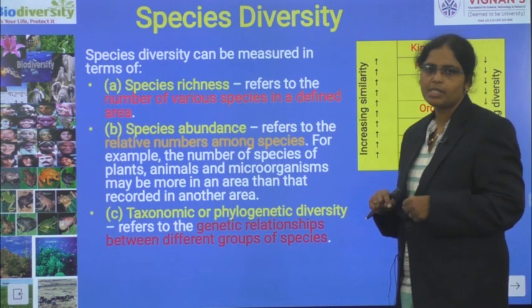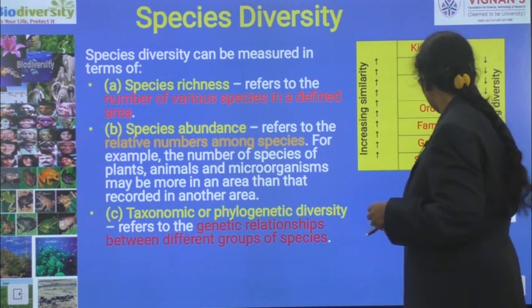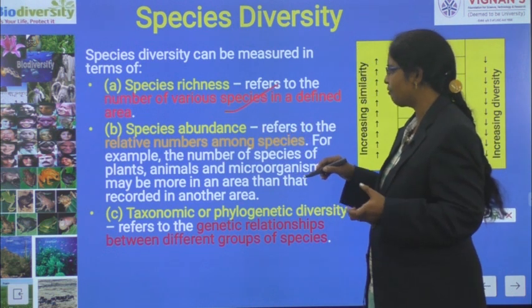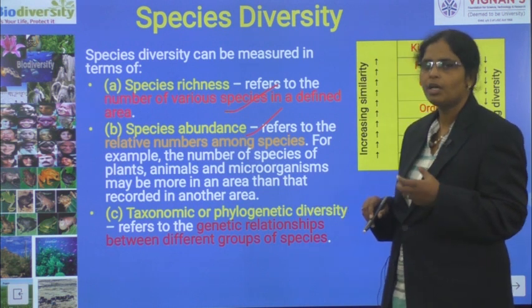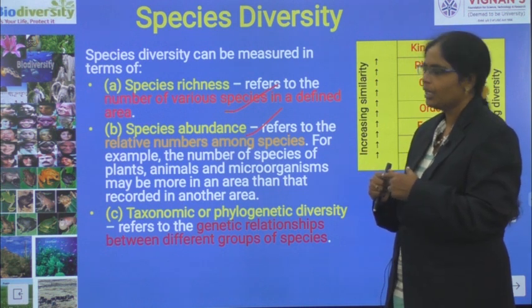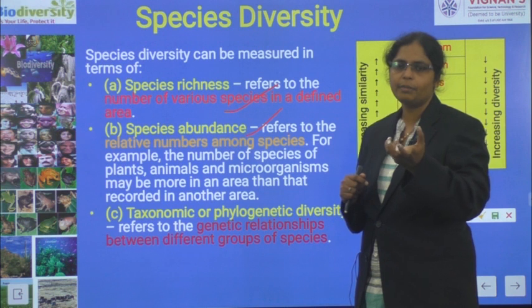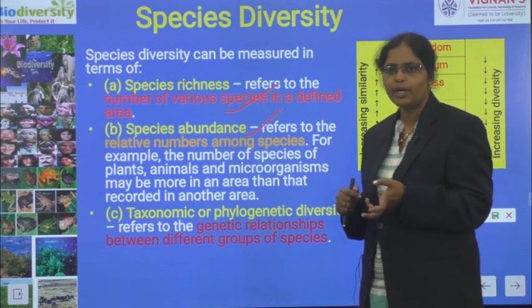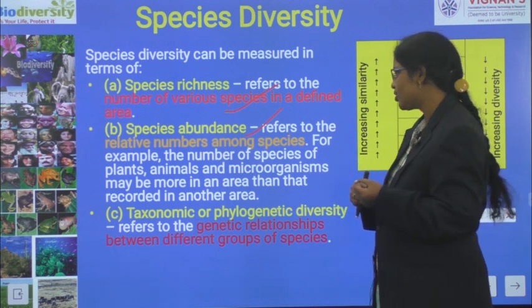And the species diversity can be measured in three ways. First is species richness, that is the number of various species in a defined area. Then species abundance, that is the relative numbers among species. For example, say tigers are abundant, meaning their population is 300 and the monkey population is only 200. That is called abundance, the abundance of tigers in a particular region.